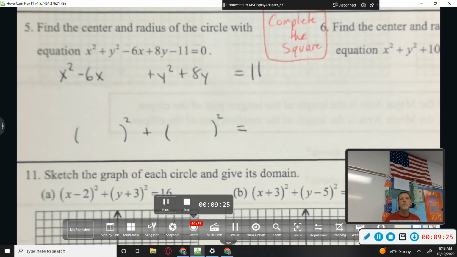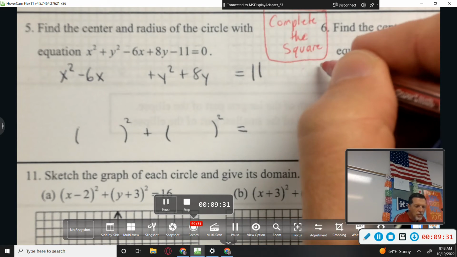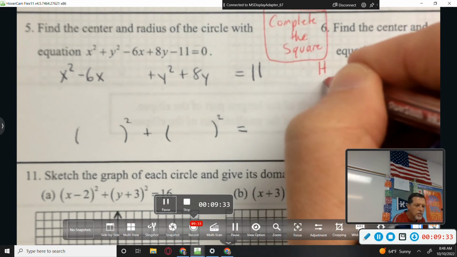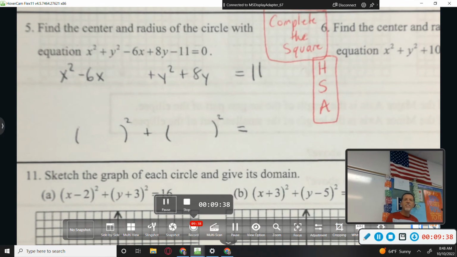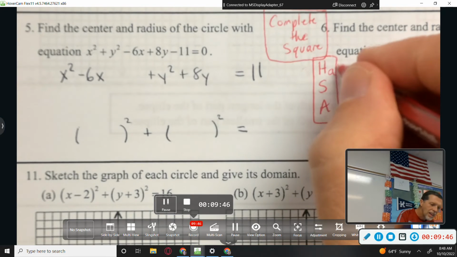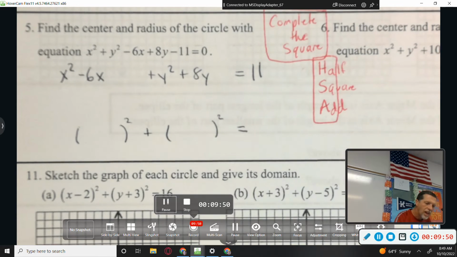To complete the square for those. And to me, the most important part of completing the square is the HSA. Do you remember what HSA stands for? Half it, square it, add it. Half it, square it, add it.